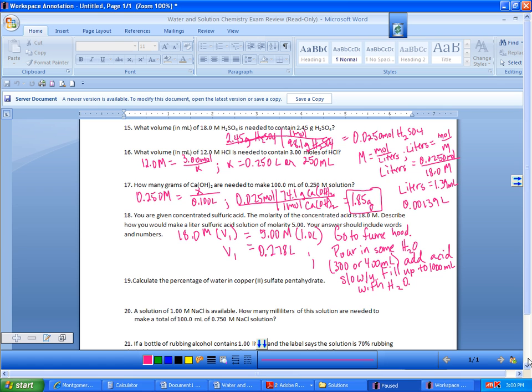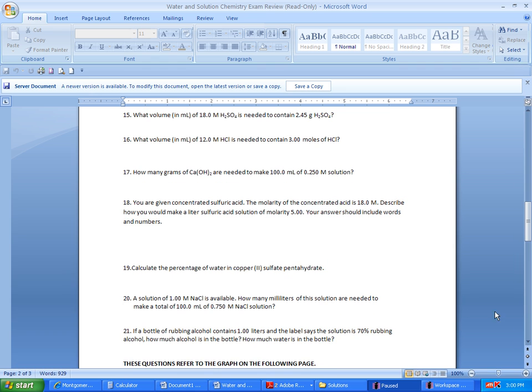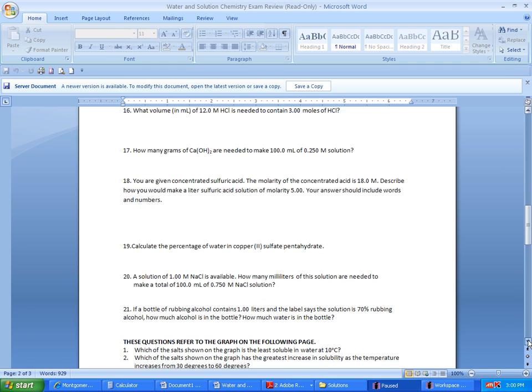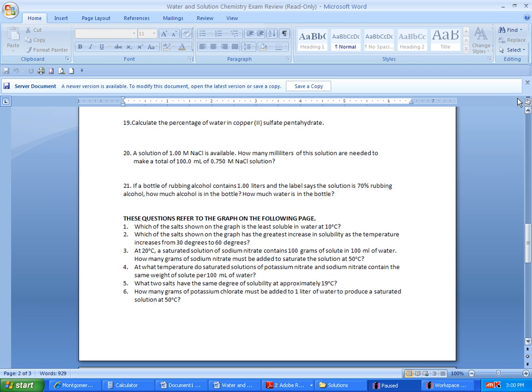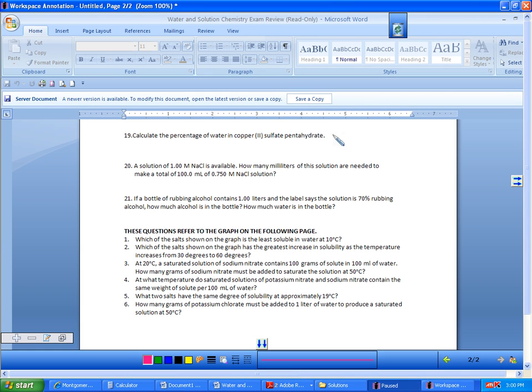All right, calculate the percentage of water in the copper 2 sulfate pentahydrate. Wow, that sounds crazy. So let's scroll on down and see if we can work that one. All right, so copper 2 sulfate pentahydrate. Copper 2 sulfate. This is a +2 and a -2, so I don't have to do a swap and drop because they're the same. Penta means 5. Hydrate means water molecule. So I'm going to get the GFM before I do anything.